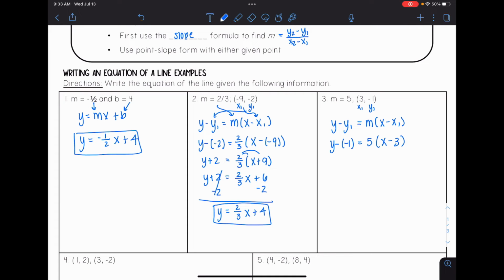When I subtract a negative, it becomes positive, so this becomes y plus 1 is equal to 5 times x, which is 5x, and 5 times negative 3, which is negative 15. And then lastly, I can subtract that 1 from both sides. And so I get that y is equal to 5x minus 16.